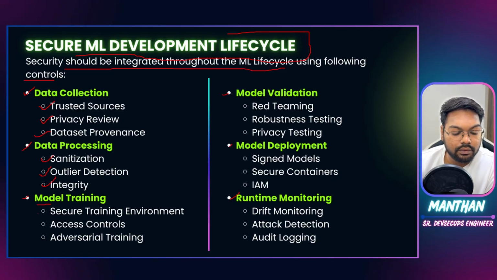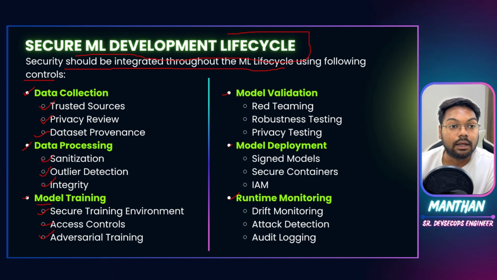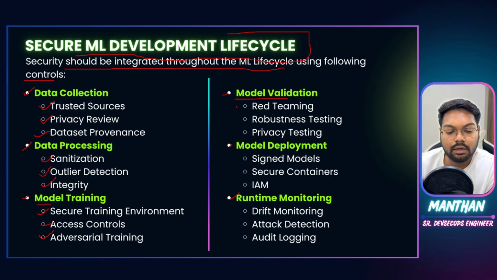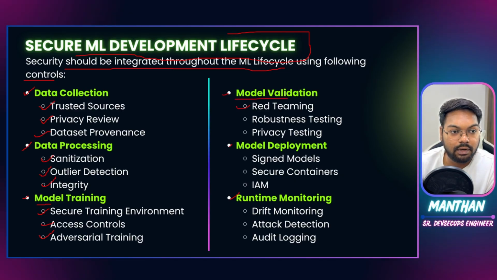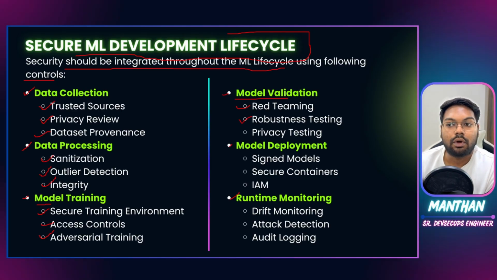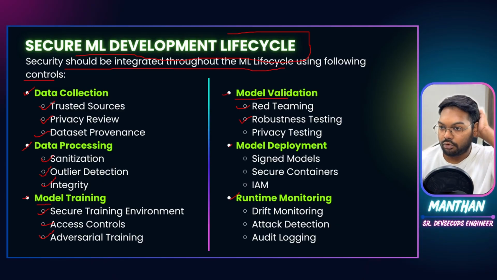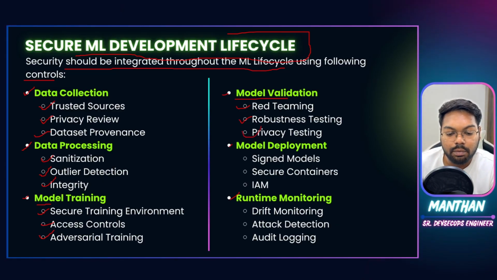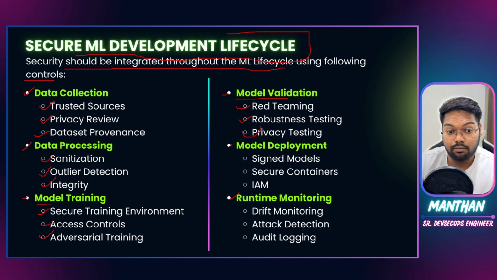Next is model training. A secure training environment should be there, access control should be applied, and adversarial training should be done, so that if an adversary attacks, your AI model can resist such attacks. Then model validation should be done. Red teaming should be there, I mean, a red team should be there to test it. Then you should also test the robustness: is the model going to be available, and is it non-disruptive, something like that. And then privacy testing: if the model leaks certain private information, that is also what you need to test.